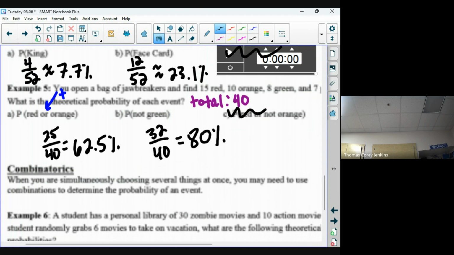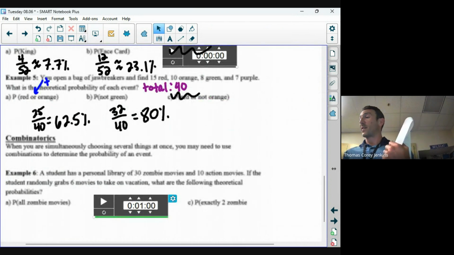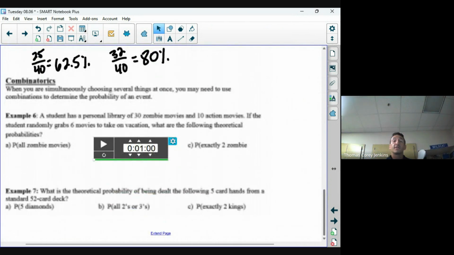I'm going to throw one kind of weird, tough example at you. We won't spend a lot of time on it because I don't think it'll come up much, okay? If it does, we can spend more time on it. This will take us back to some review from yesterday too, so it could be good, okay? There's this thing called combinatorics, okay? Honestly, before covering this, I'd never really done any like this, but it does seem to make sense. So it says when you are simultaneously choosing several things at once, you may need to use combinations to determine the probability of an event.